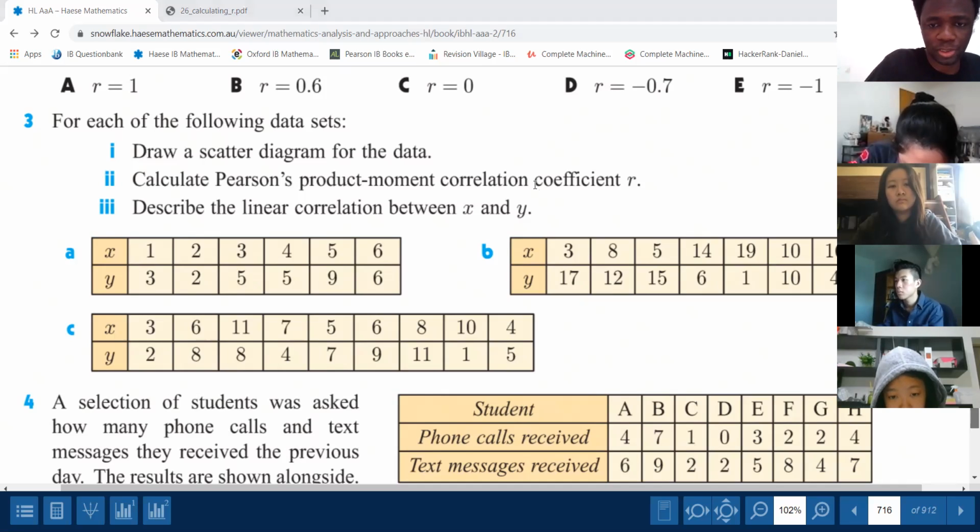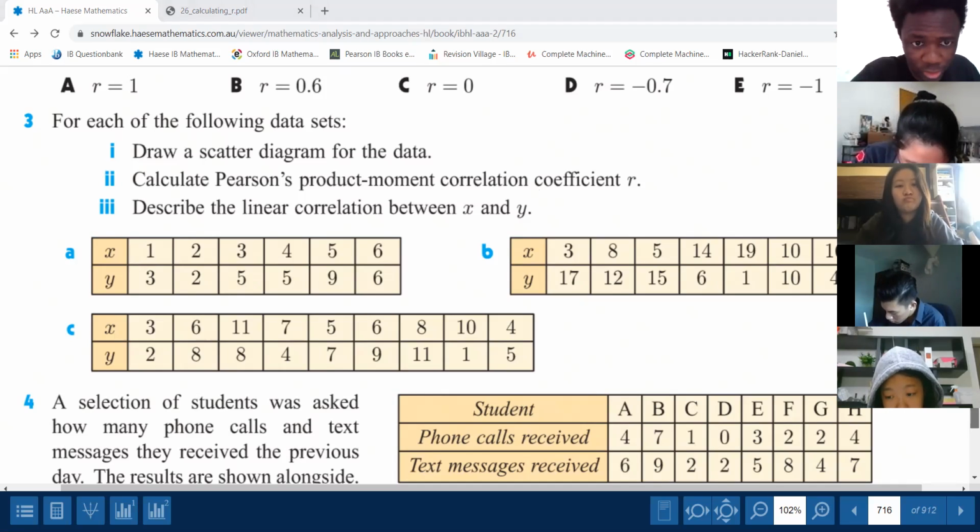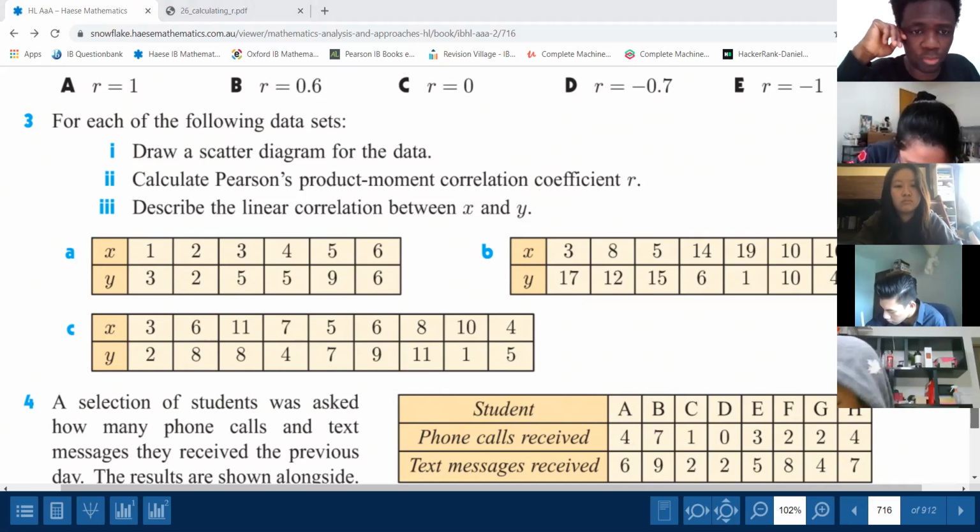Somebody sent me a message already. How did you get to that? This shows a very weak positive correlation. Very good. There is a weak positive correlation. Wonderful. So it's as simple as that.